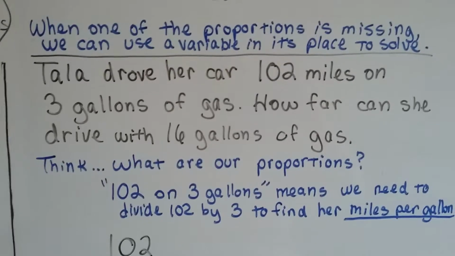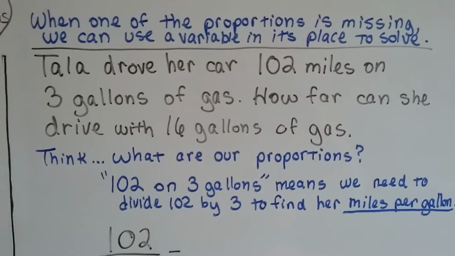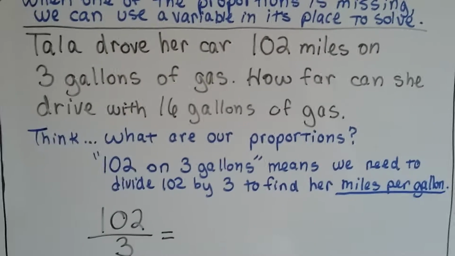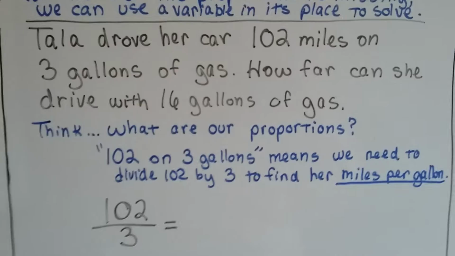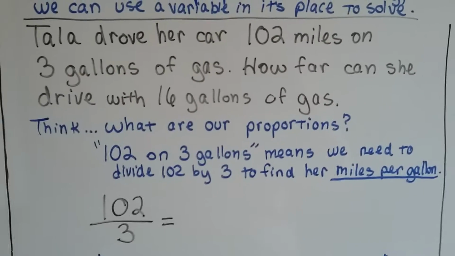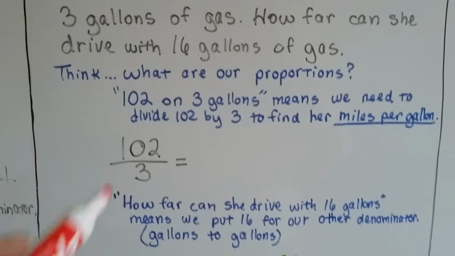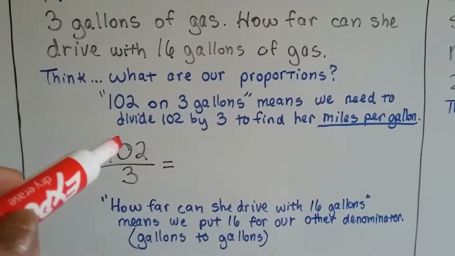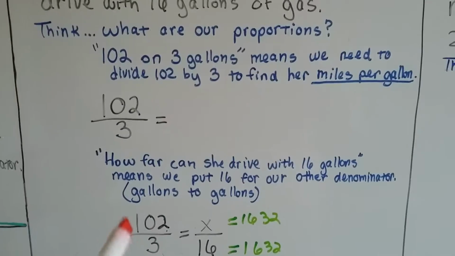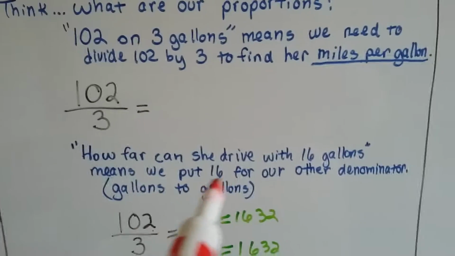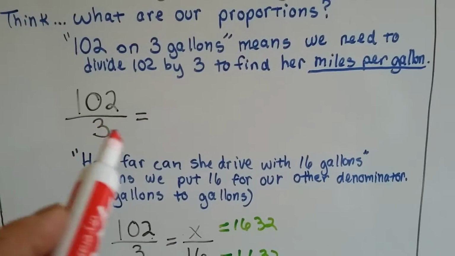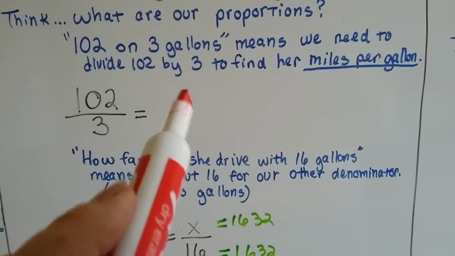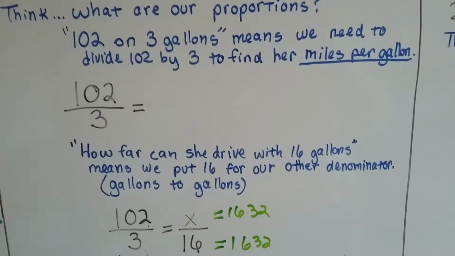So Tala drove her car 102 miles on 3 gallons of gas. How far did she drive with 16 gallons of gas? So we think, what are our proportions? Well, 102 miles on 3 gallons means we could divide 102 by 3 to find her miles per gallon. But we're not going to do that. We're just going to use this as our proportion. Because 102 is divided by 3, the 102 is on top. How far can she drive with 16 gallons means we put 16 for our other denominator. Gallons of gas to gallons of gas, miles to miles. So we want our numerator to be the same as the other numerator and our denominator to stand for the same thing as the other denominator.